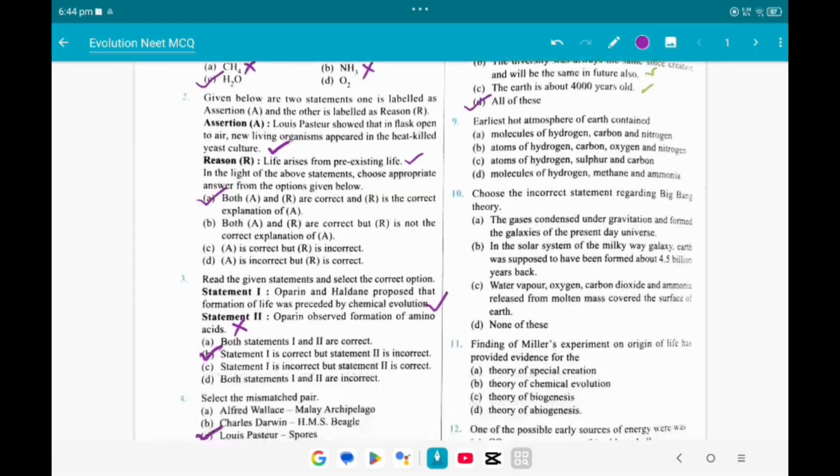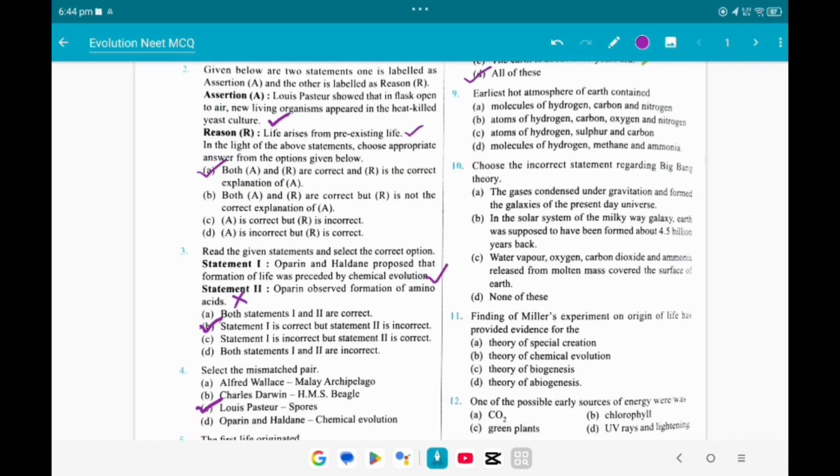Now, question 9. Earliest hot atmosphere of earth contained. Let's see what are the given options. Molecules of hydrogen, carbon, nitrogen; atoms of hydrogen, carbon, oxygen, nitrogen. Oxygen was not there. Option C, atoms of hydrogen, sulfur and carbon. And option D, molecules of hydrogen, methane and ammonia. So by obvious facts, we know option D is correct.